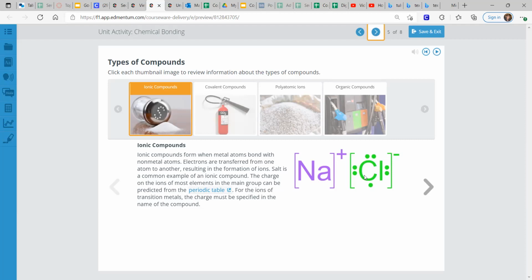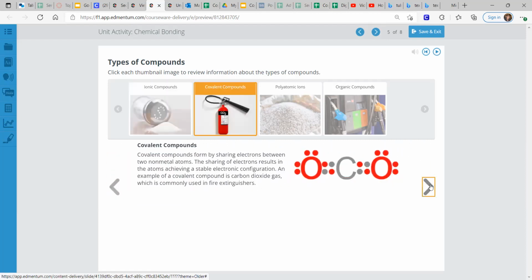The charge on the ions of most elements in the main group can be predicted from the periodic table. For the ions of transition metals, the charge must be specified in the name of the compound. So sometimes it's not as easy to tell right off the bat.